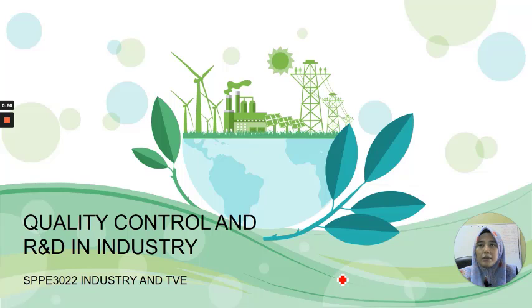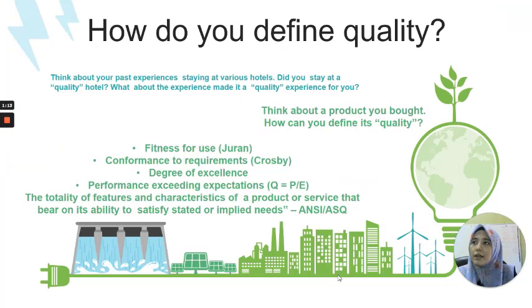So hari ini kita akan masuk kepada quality control and research and development in industry. Especially, biasanya quality control ni melibatkan produk yang tangible product lah, which is the product, it's not the services. Tapi services pun kita boleh buat dia punya QA QC juga, and also the research and development in improving the quality of the product or services.